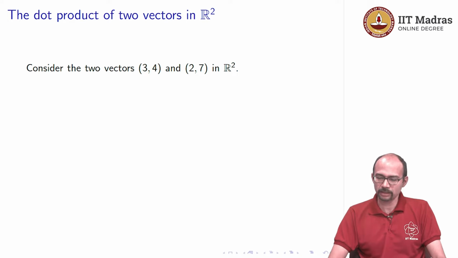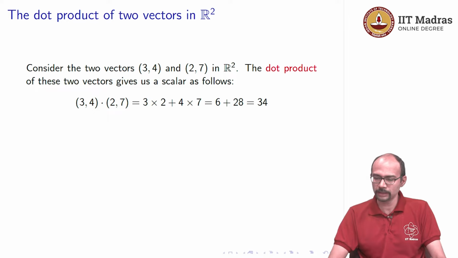So consider the vectors, let's start with an example. Consider the two vectors 3, 4 and 2, 7 in R2. The dot product of these two vectors gives us a scalar as follows. Scalar is a real number. So you have 3, 4 dot with 2, 7. You take the first components of each of these vectors, multiply them. You take the second components of each of these vectors, multiply them, and you add them. So this is going to give you 3 times 2 plus 4 times 7. So this is 6 plus 28, which is 34.